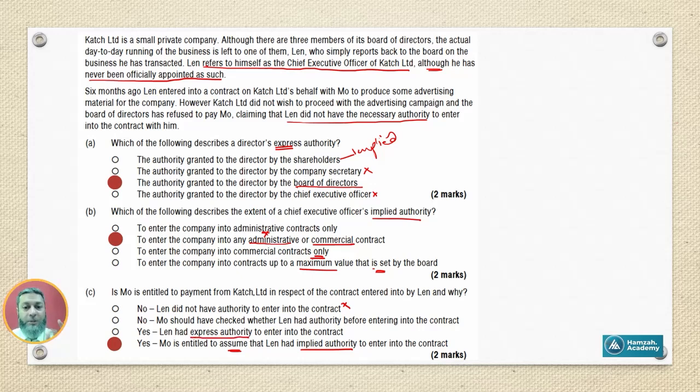No, he did not have express authority, because this statement tells us, although he was not officially appointed, he did have implied authority, but not the actual express authority.